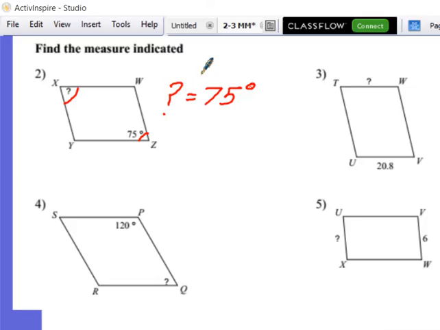looking at number 3. We are given this side's 20.8. Isn't this the side across from that? So they're equal, so this is 20.8. I don't even care. Let's just write it in the right spot.